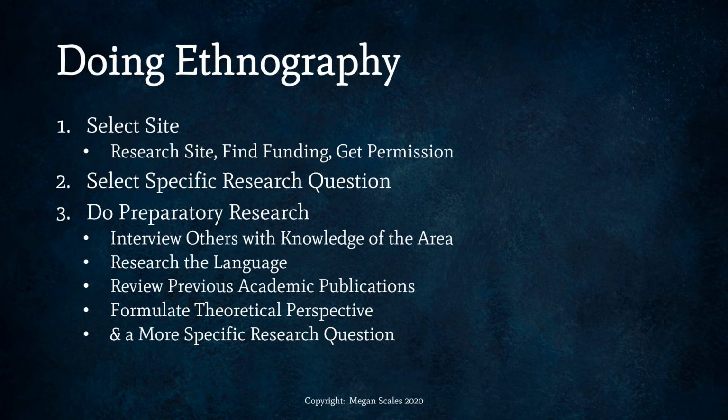In order to do ethnography or fieldwork, an anthropologist will go through a process similar to the scientific method, where they set up a research question, collect data, and so on. In this case, you will select a site where you want to do your research, find the funding, and get the permission. Make sure you know your specific research question and do background research. Interview others with knowledge of the area, do academic research, research the language, choose the theoretical perspective or paradigm you might be applying to this project, and formulate a more specific research question.